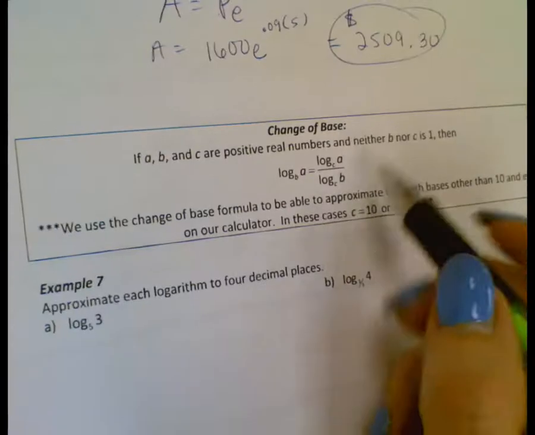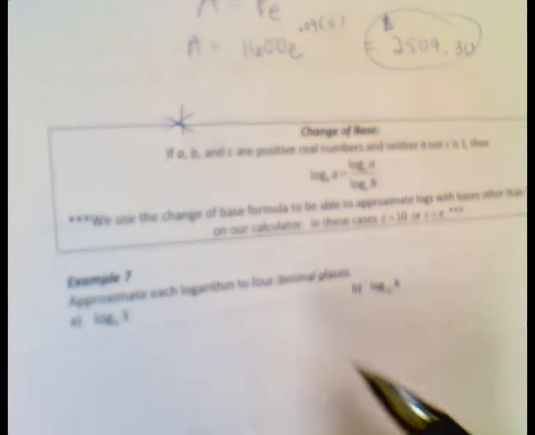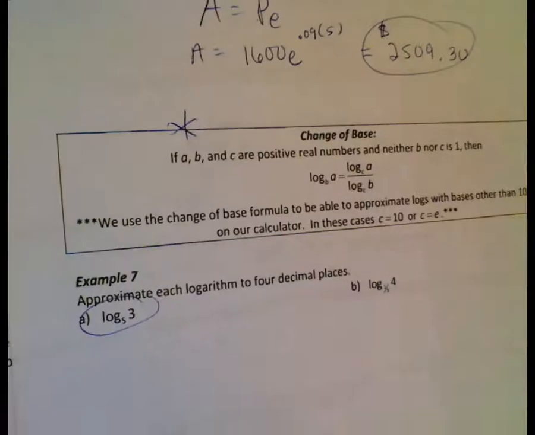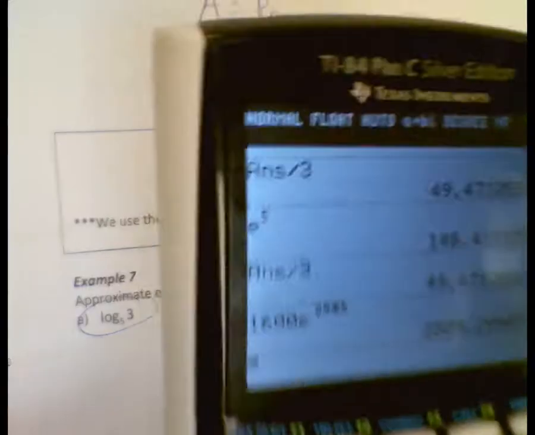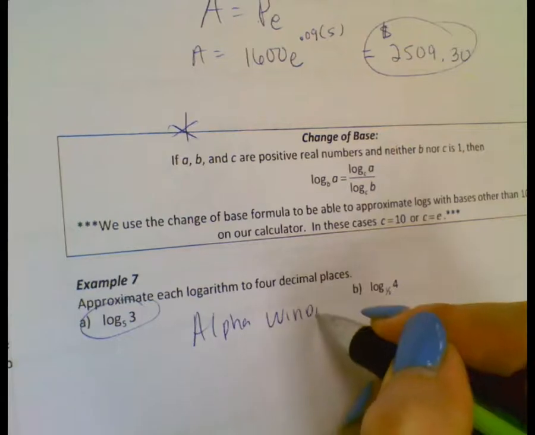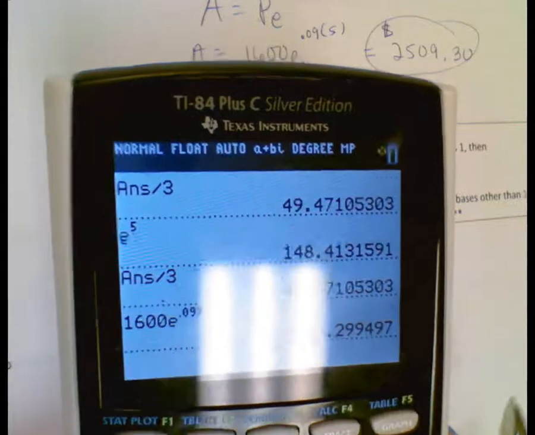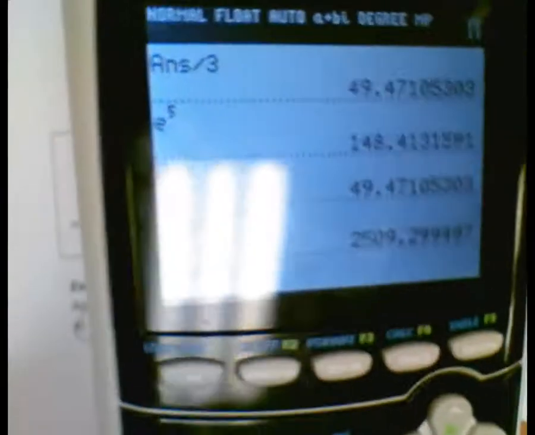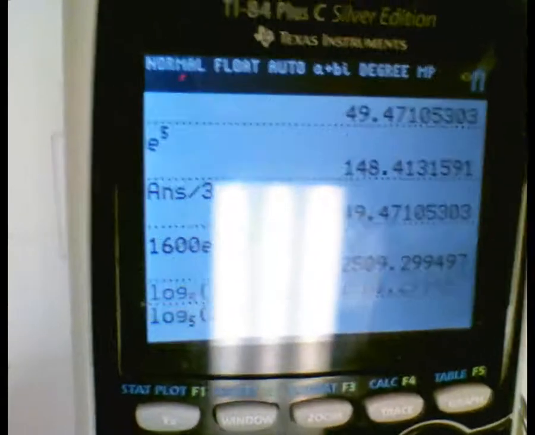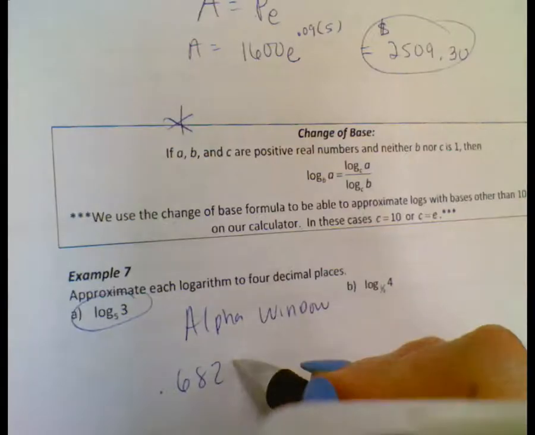So it says change of base. This is only needed if you have an old calculator. If you have a new calculator, you know how to punch this in the calculator. Log base 5, you're going to go alpha window. So you go alpha window, number 5, and it gives you what you need. Just do 5 and 3. So to 4 decimal places, it's 0.6826.